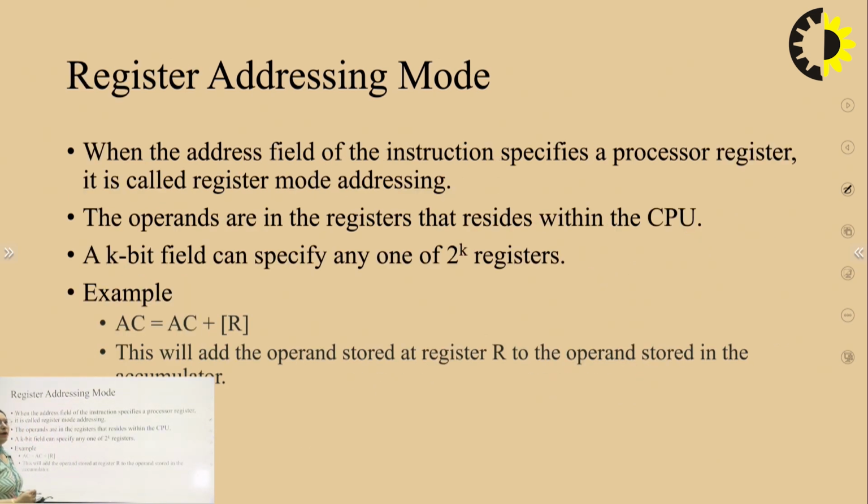Next, moving on to register addressing mode. Registers are the fastest memory locations that we have in computers. They are the fastest and the costliest memory locations which are available.